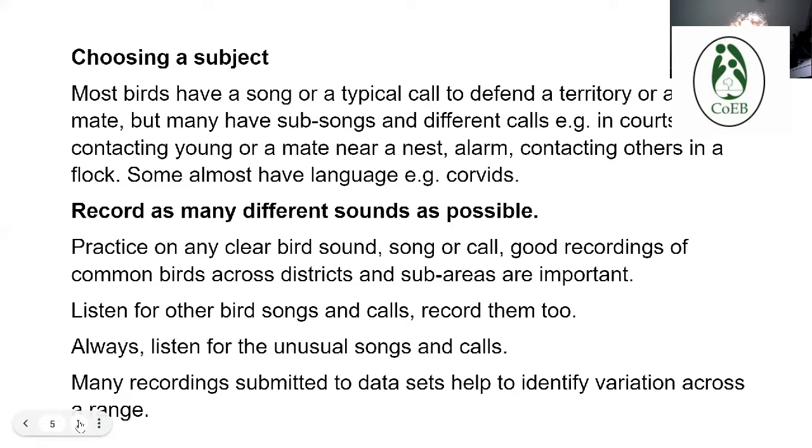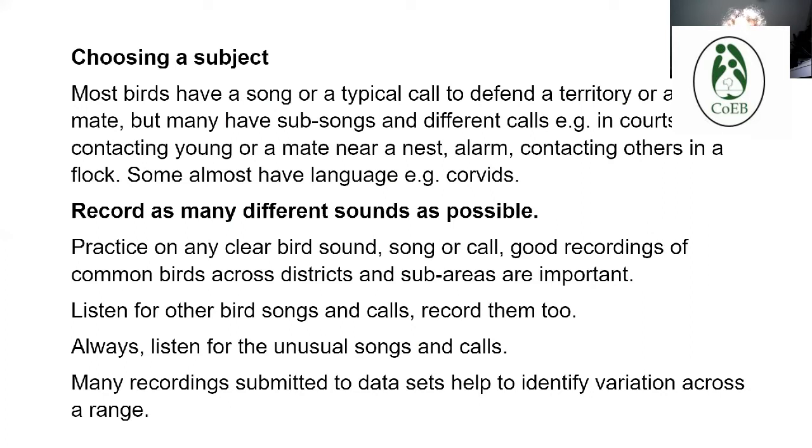Most birds have a song or a typical call to defend their territory or to attract a mate. But they also have a lot of other sub-songs and different calls, and these can be in their courtship, for contacting their young or a mate near the nest, for alarm calls. Nearly all birds have an alarm call, and they can have different alarm calls for different dangers. And a flock will have contact calls to keep together as they move through the environment.